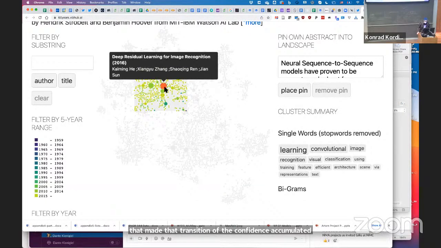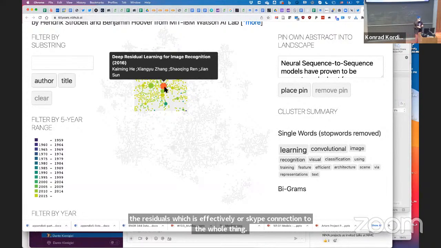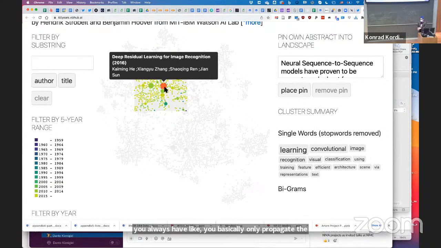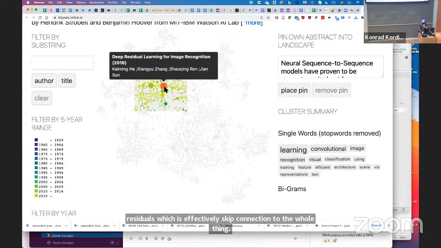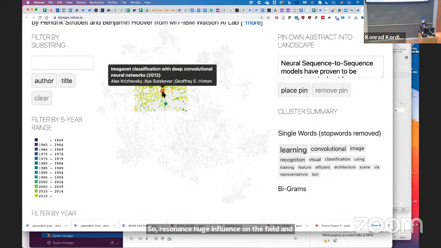This deep residual learning for image recognition, that's what's called ResNet, and we will talk about that. ResNet is basically: you build a deep convolutional network, the gradients all get lost there, and therefore you have a skip connection, so you basically only propagate the residuals, which is effectively a skip connection around the whole thing. ResNet had a huge influence on the field and was one of the early convnets.